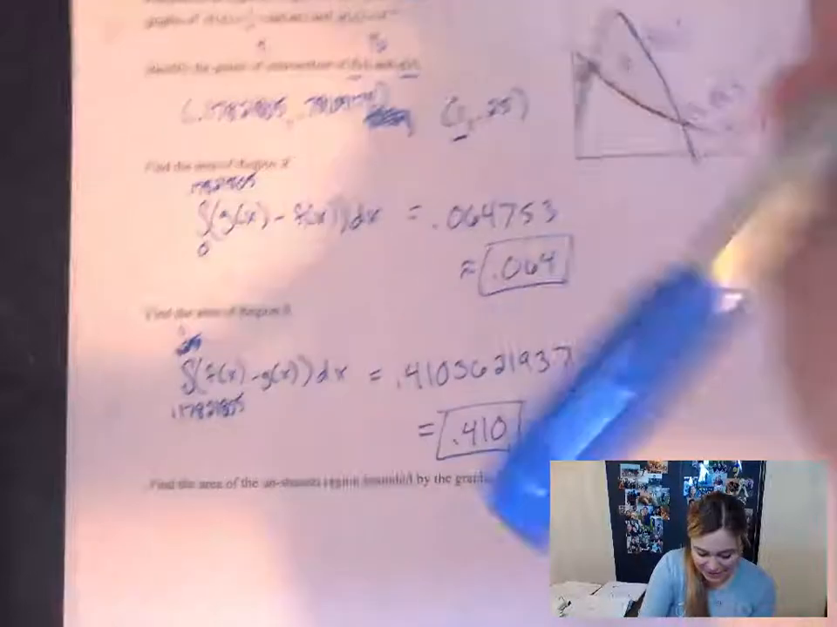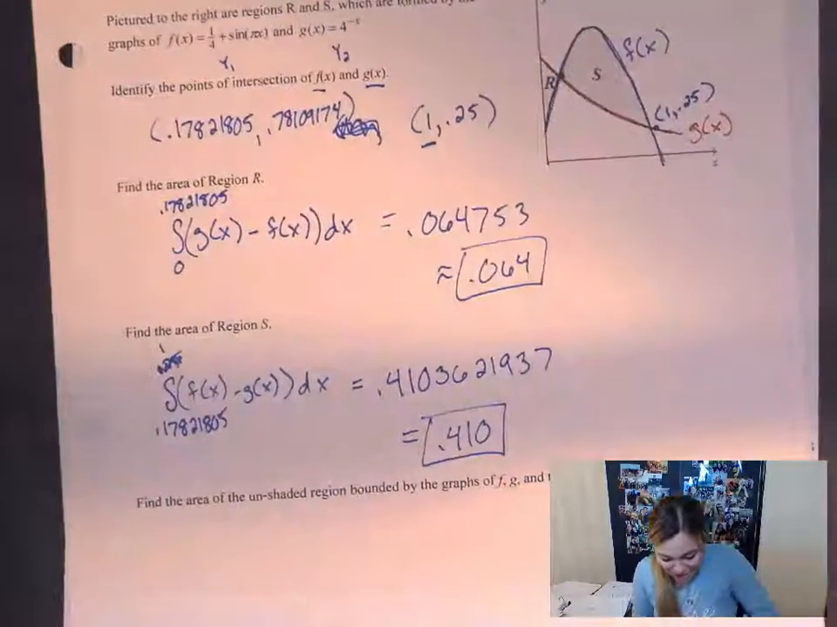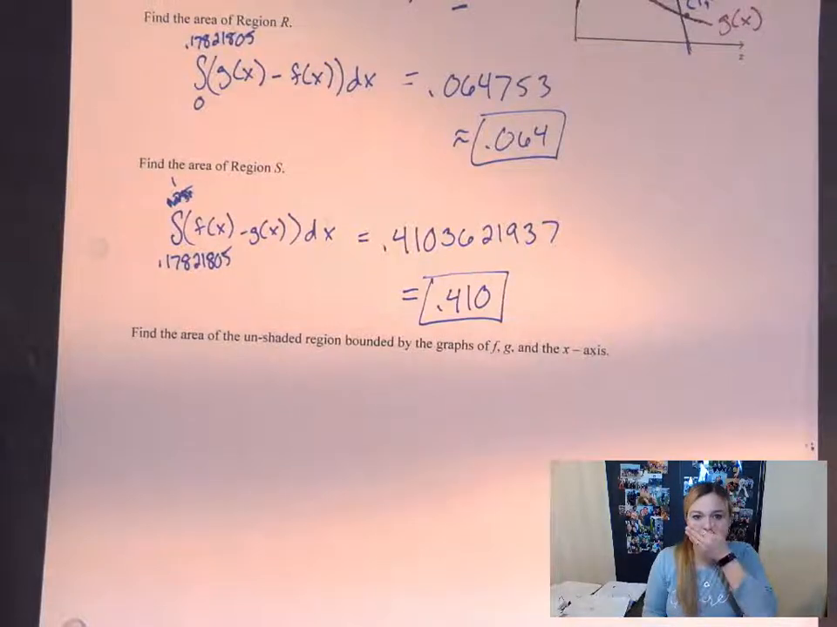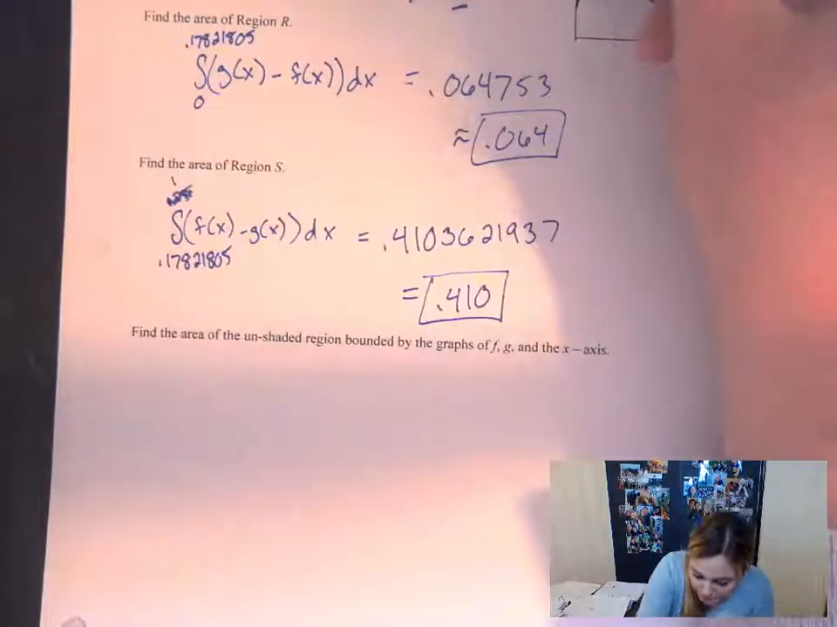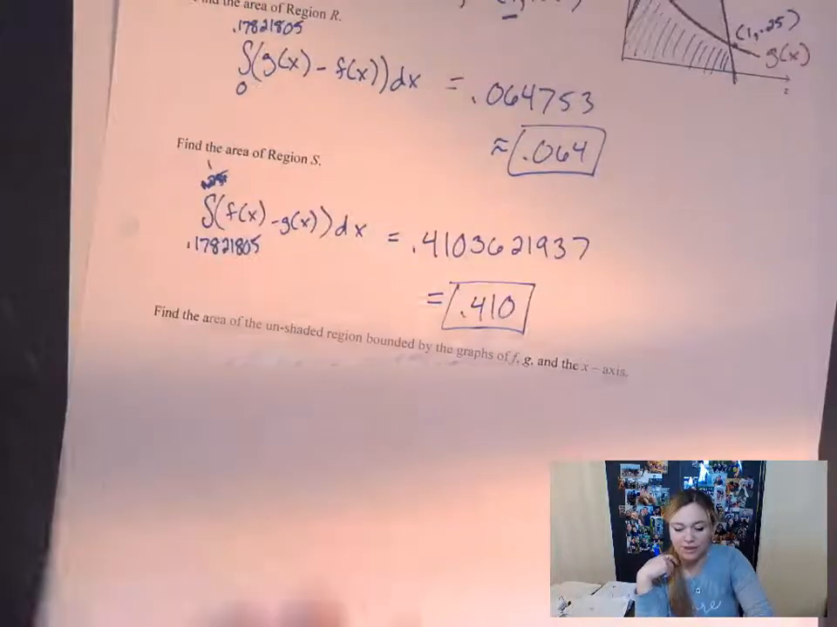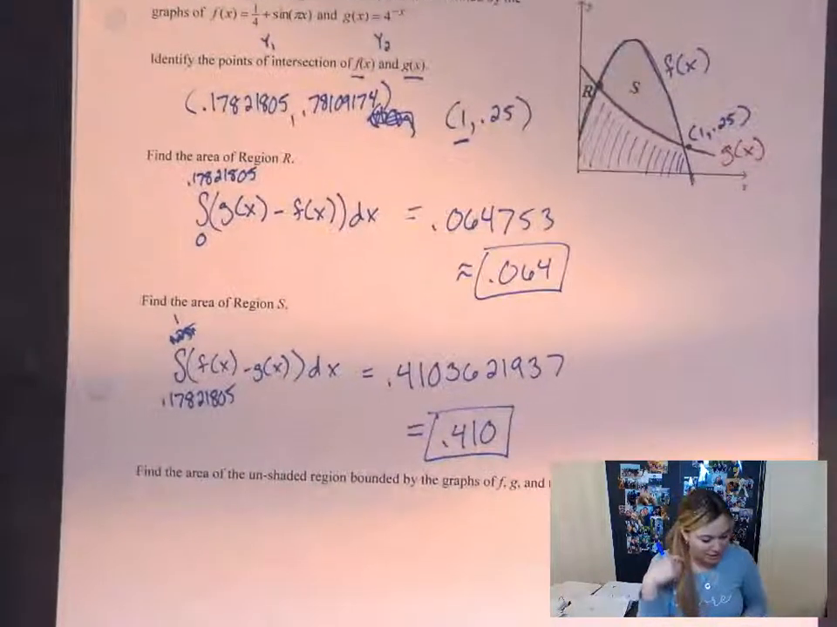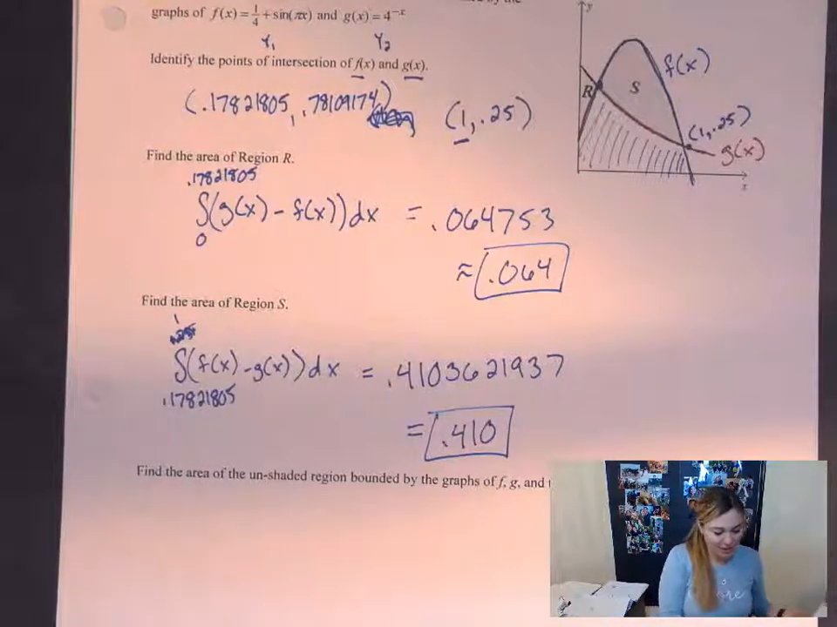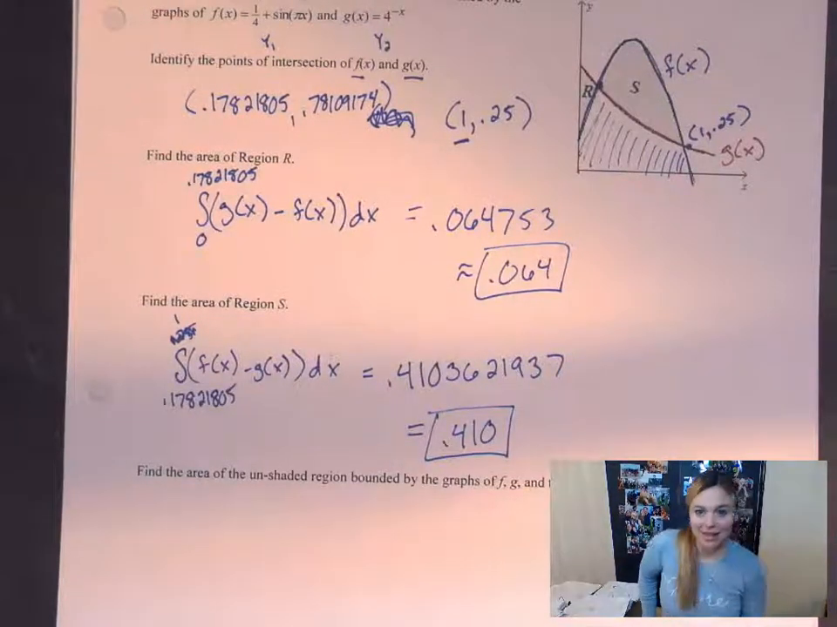Great. This one says, find the area of the unshaded region bounded by the graphs of f, g, and the x-axis. Not cool. See this guy? This is what I need to find. This one is a little involved. There are several ways that you can do this, but this one is a little tricky, I'm not going to lie. So let's just think about, theoretically, how could we do this?